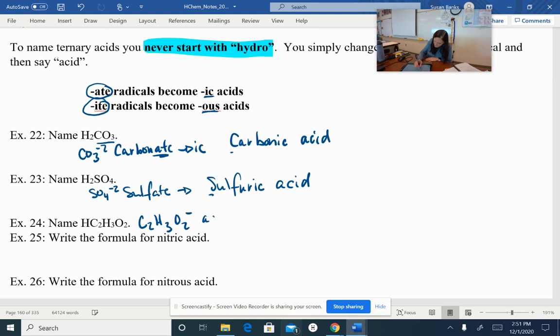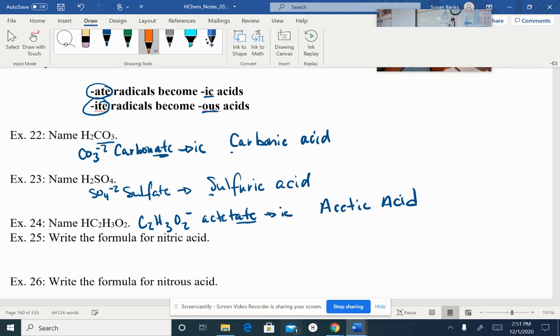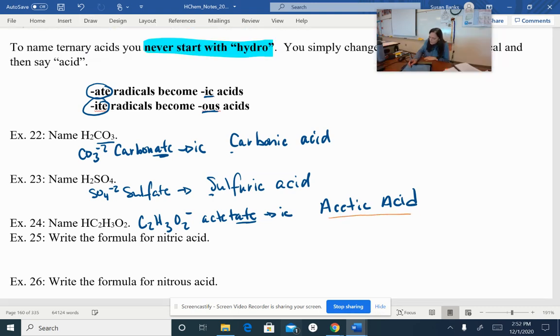C2H3O2 is acetate. That ate is going to turn to ic, so we're going to do acetic acid. You guys have all experienced a couple of these actually, so I want to just go back and highlight that. How many of you have had vinaigrette salad dressing that's made with vinegar and oil and spices and salt? Vinegar gets that tart flavor from acetic acid. So this is the acid found in vinegar.